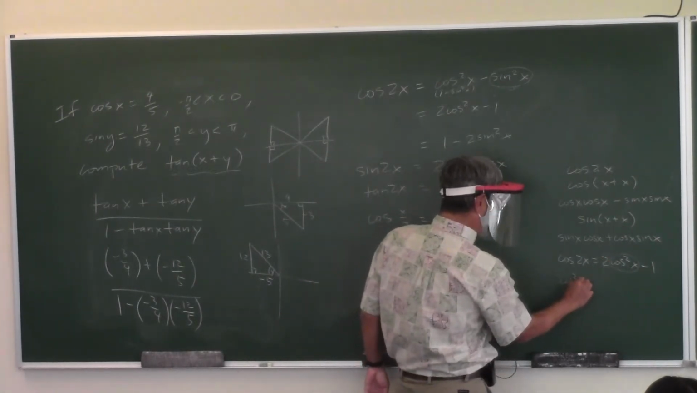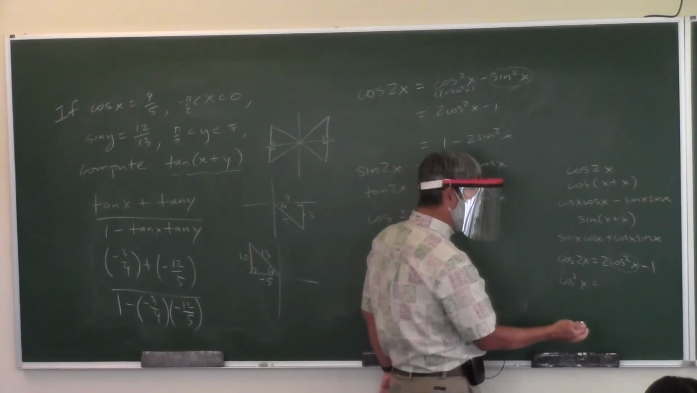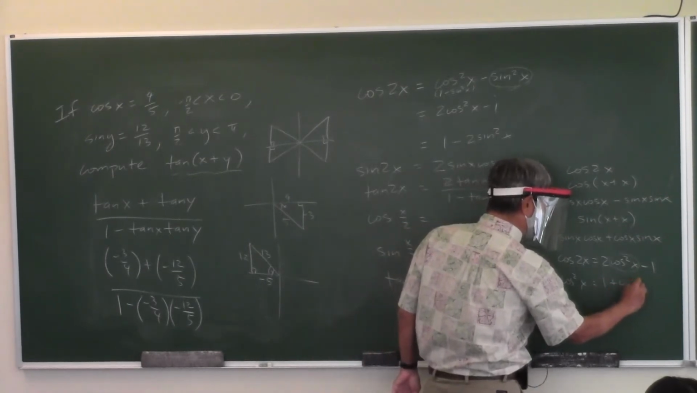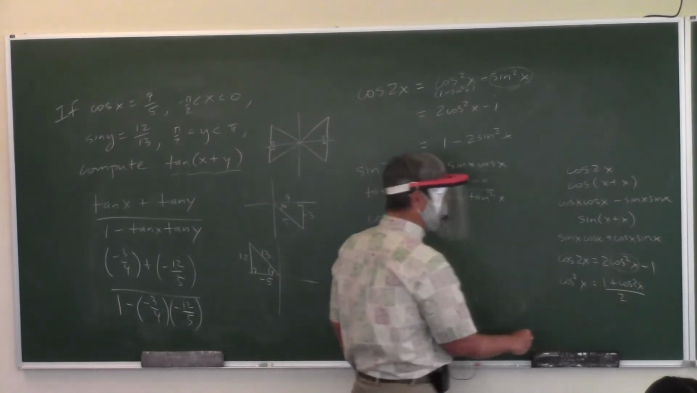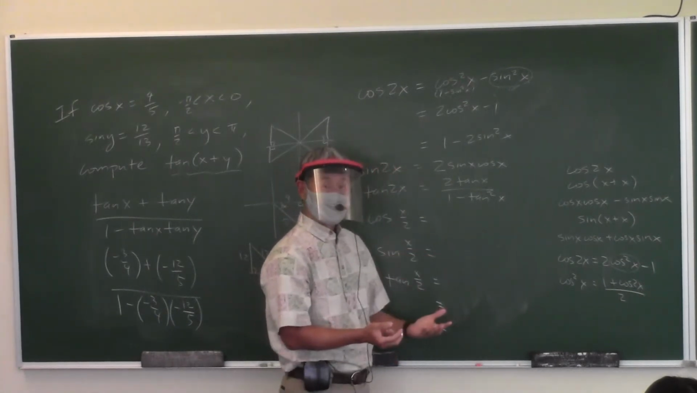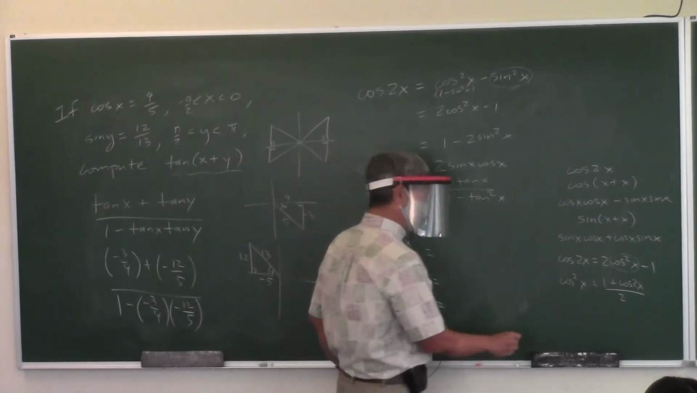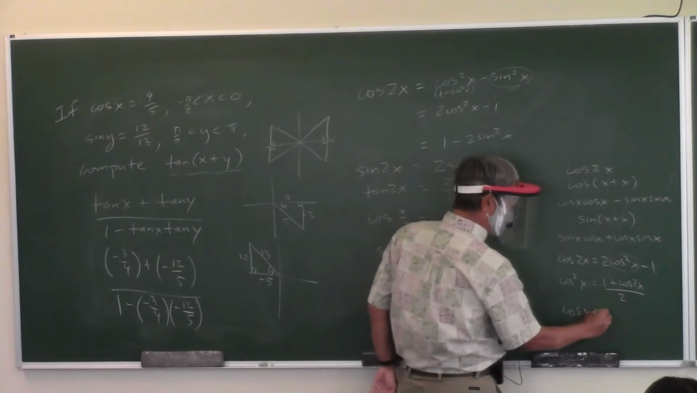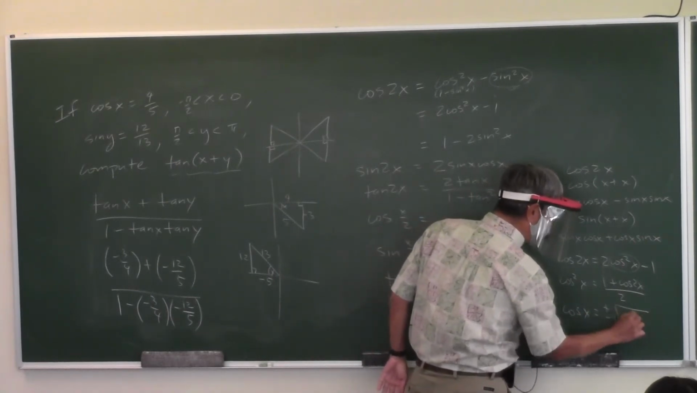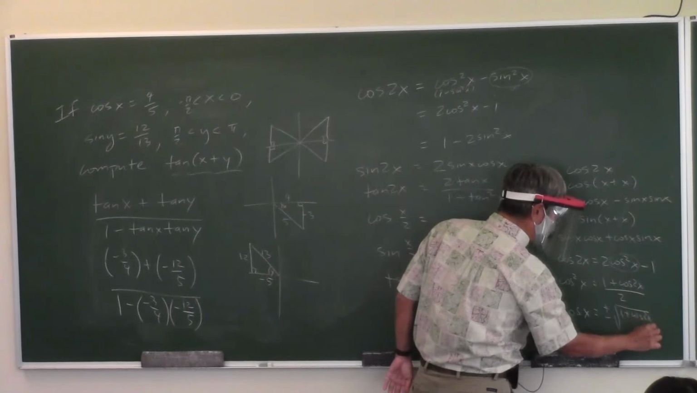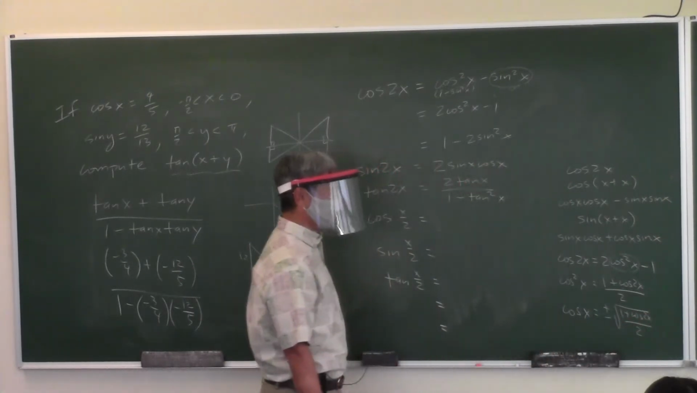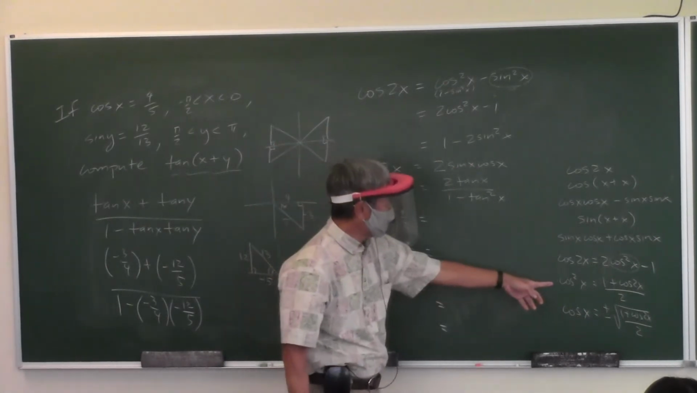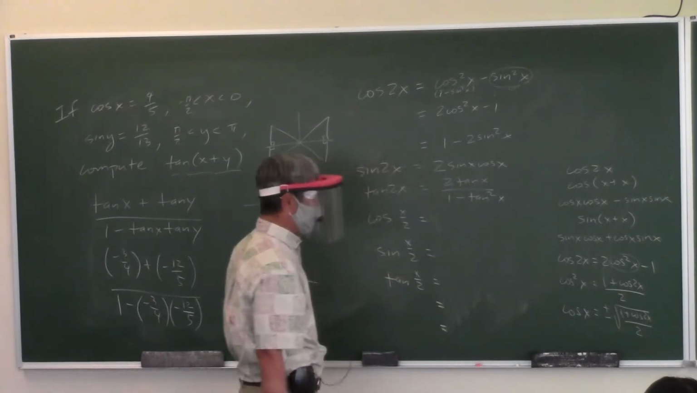So cosine squared x is equal to, add 1. How do you solve for this? Add 1. 1 plus cosine 2x all over 2. And then divide by 2. So all you're doing is taking that identity and solving for cosine. Now square root both sides. Cosine x equals, what happens when you square root both sides? Plus or minus the square root of 1 plus cosine 2x over 2. And where does the plus or minus come from again? The absolute value. When you square root this, you get the absolute value of cosine x.